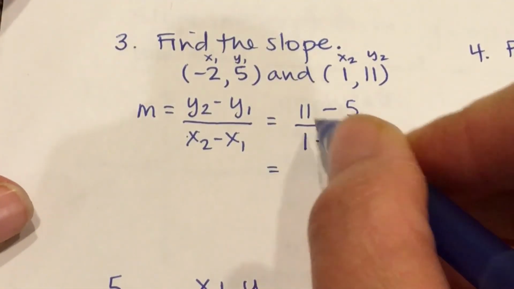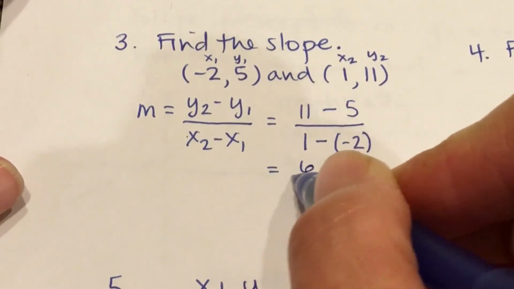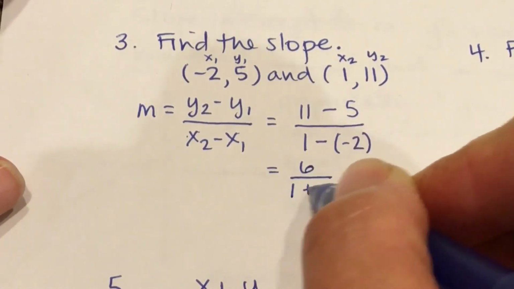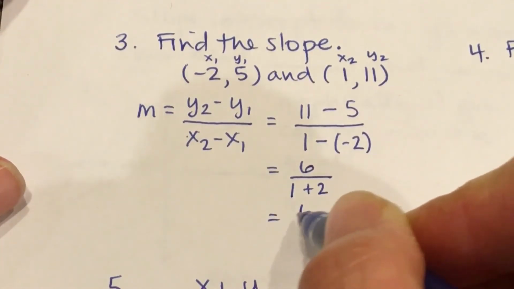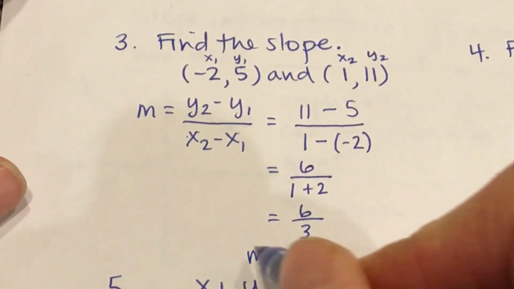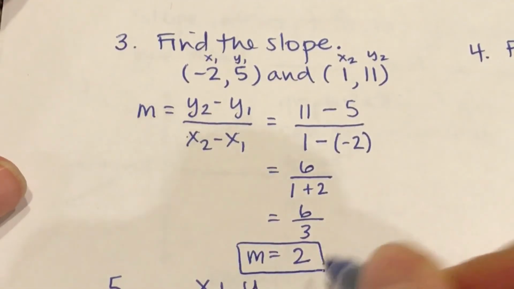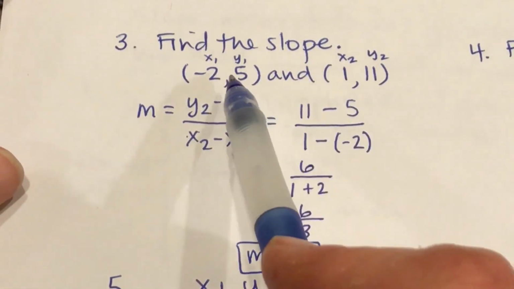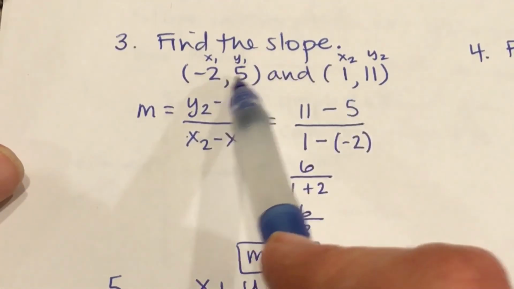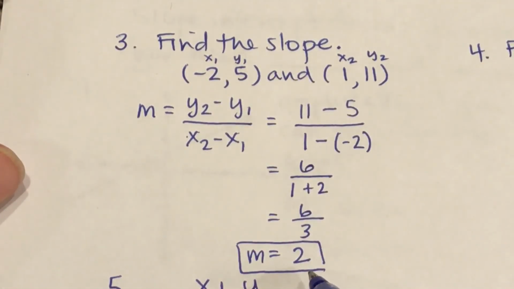All right, so this is going to be 11 minus 5 is 6, divided by, oh, this is 1, minus a negative is plus 2, so this is 6 over 3, which is 2. So the slope, now listen to this wording. This is kind of funky. The slope of the line that goes through these 2 points is 2.